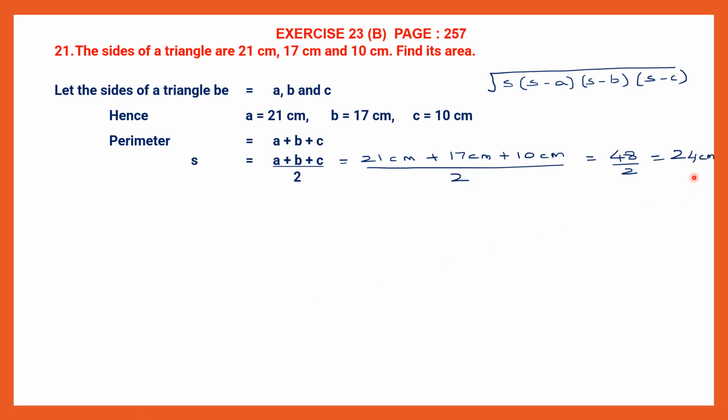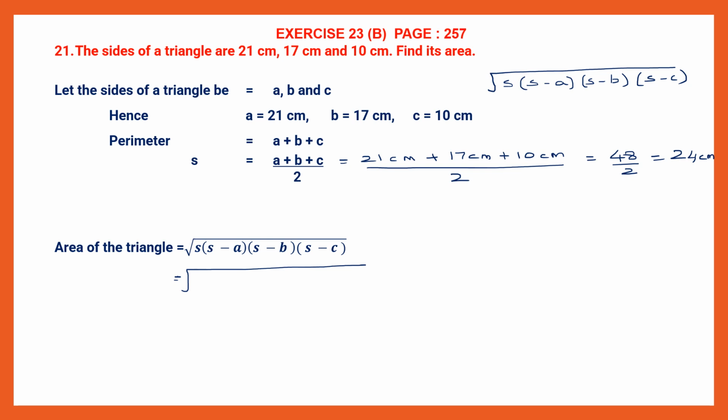Now that we know the semi-perimeter, we can use this formula to find the area. So let's do that. So area of the triangle will be the square root of this. So let's write the square root of S, which is 24. We have found that out now, into 24 minus A. And how much is A? 21. Into S, which is 24, minus B. And how much is B? 17, into S, which is 24, minus C, which is 10 centimeters. Now we are going to work this out.